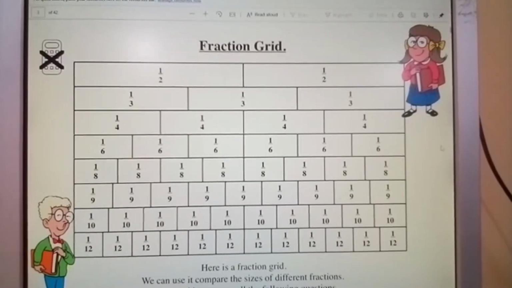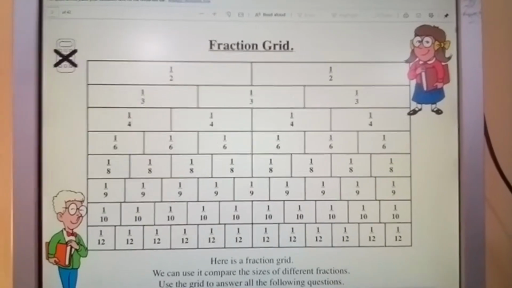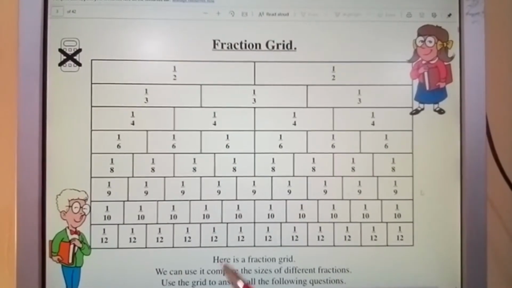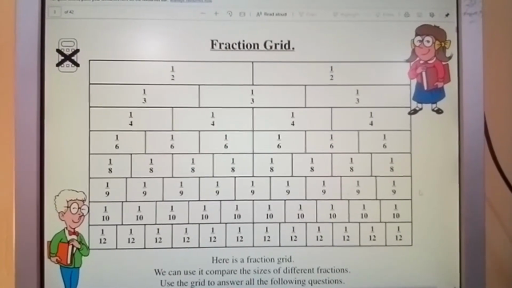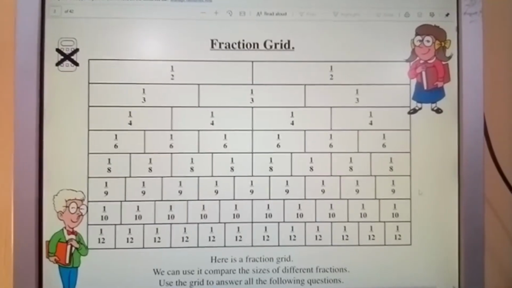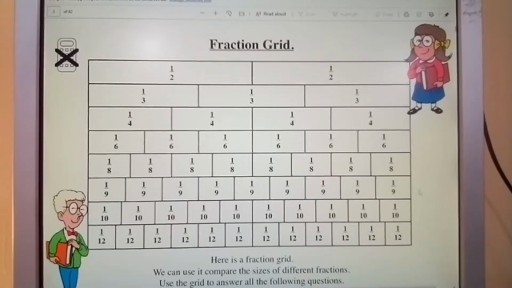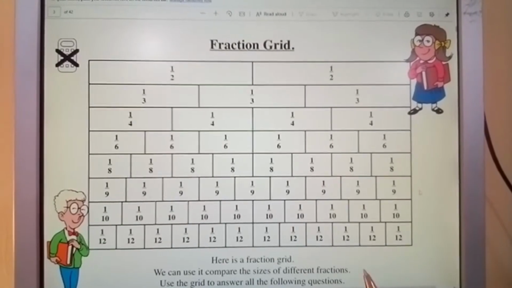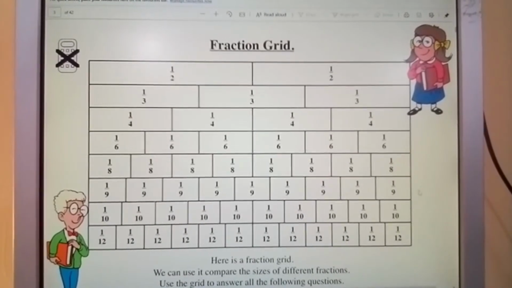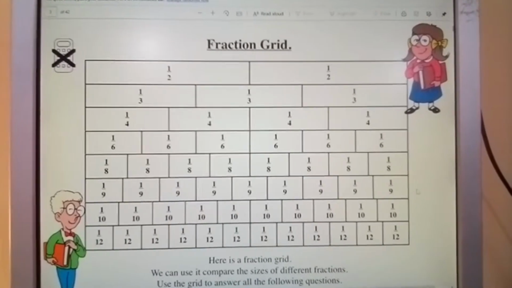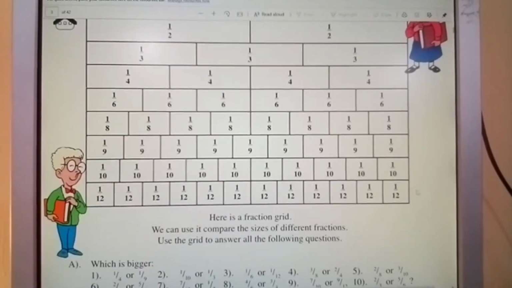Now, here is a fraction grid. We can use it to compare the sizes of different fractions. Use the grid to answer all the following questions. Okay, let's just go up a little bit more.